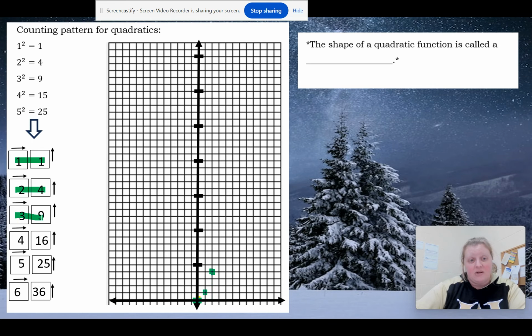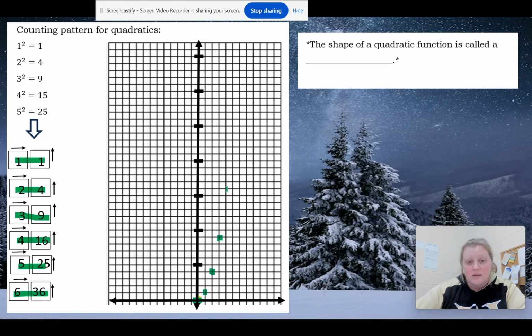Then our next counting pattern, so from the vertex, we go over 3, 1, 2, 3, and up 9, which would be right here. And so on. So I'm going to go ahead and graph these other ones in my head real quick. 4, 16. Just remember, you always start on the vertex. Every time you do a new counting pattern, always start from the vertex.